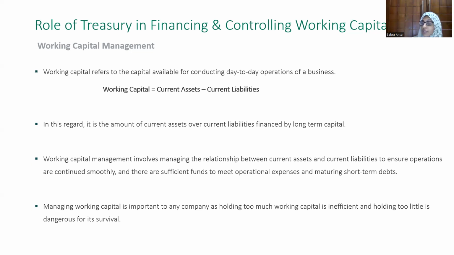Managing the relationship between the current assets and liabilities, obviously, and ensuring the operations will run smoothly and that there are sufficient funds to meet the operational expenses and maturing short-term debts. As you know, current liabilities means the liabilities that we are supposed to pay in the short term, right? Current assets are the assets that we have, which can be turned into cash very quickly, or are short-term assets. So in order to have a good operation, obviously, the current liabilities will be maturing in the short term. Therefore, there should be sufficient funds to meet these operational expenses.